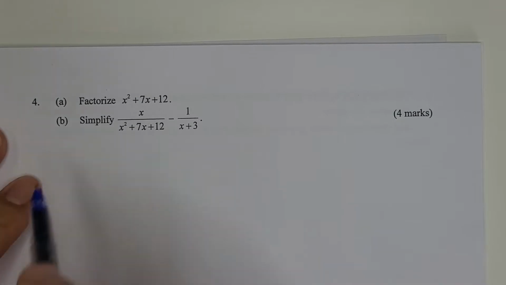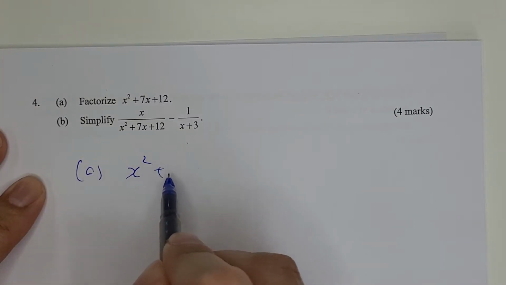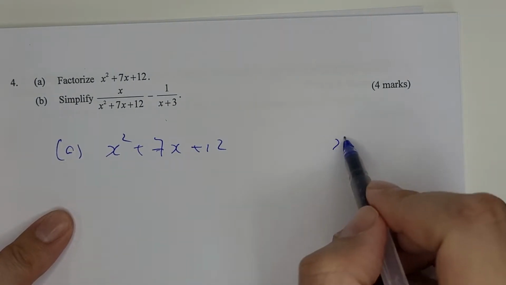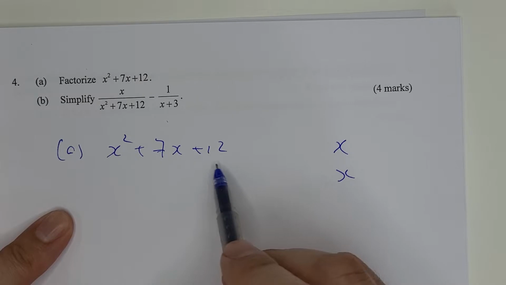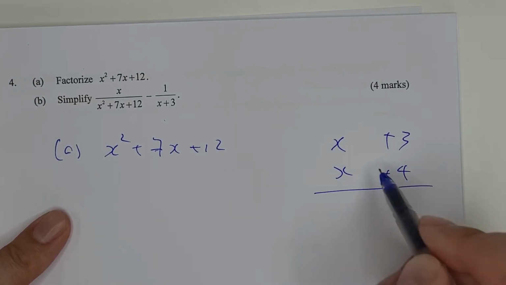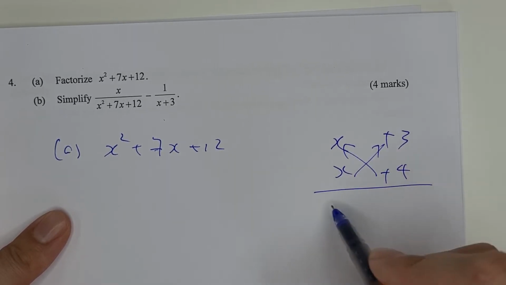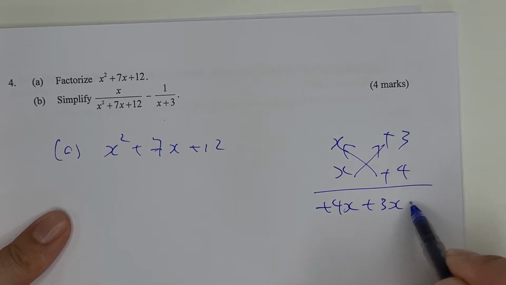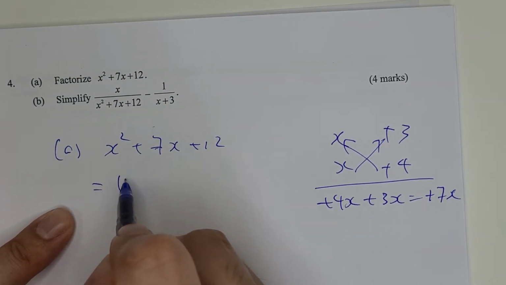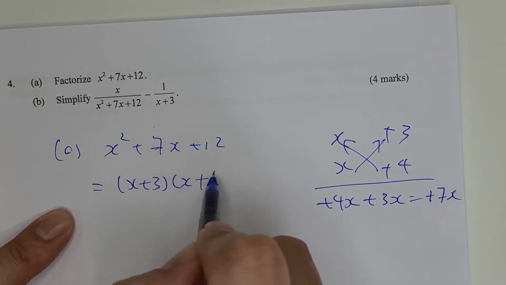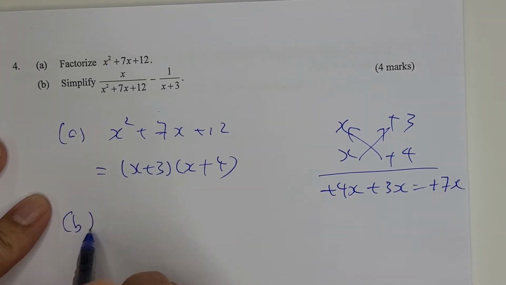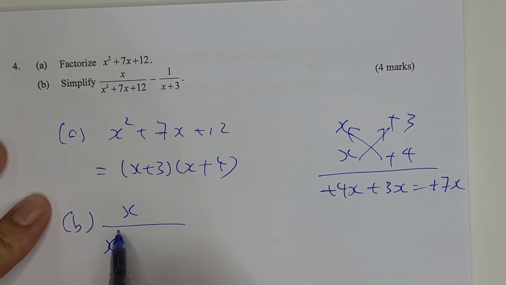Factorize x squared plus 7x plus 12. And you can apply the cross method. There's a factor of x squared, and you consider the factors of 12. That's quite straightforward. That's with positive 3 and positive 4. So when you're doing the cross multiplication and drag it down, you will get 7x that's equal to the middle one. So that fits. The answer is (x plus 3)(x plus 4). Okay. Part B, you need to simplify this algebraic fraction.